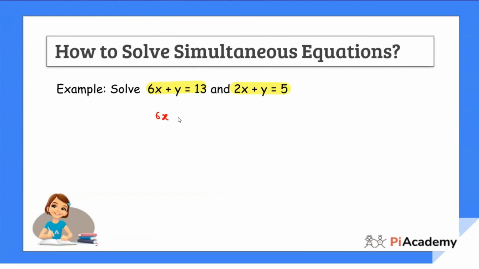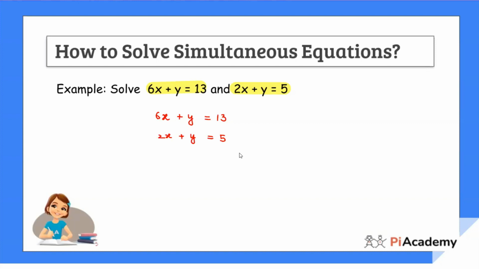6x plus y equals 13. And another equation you can write like this, 2x plus y equals 5. After writing this, you have to think that if you want to eliminate any one of these, you have two variables, right? x and y. So if I want to remove any one, what can I do?